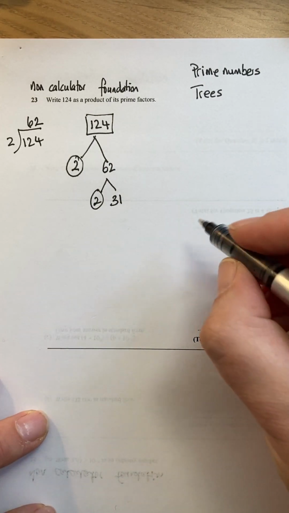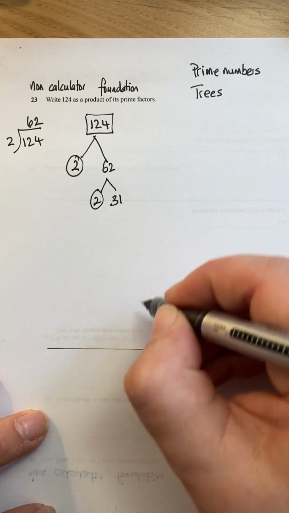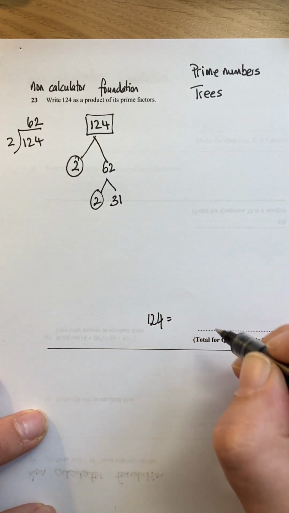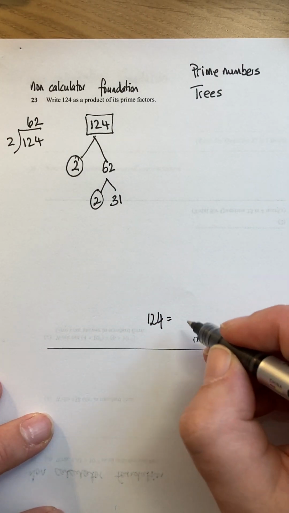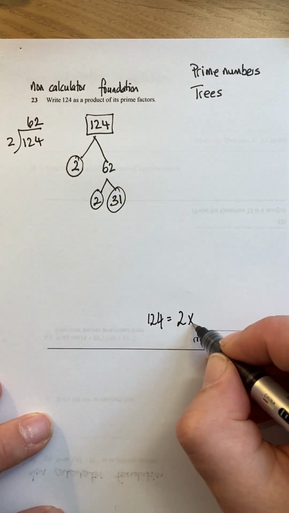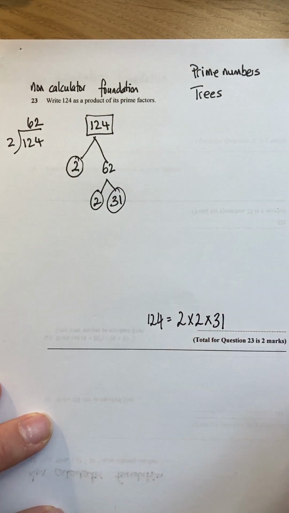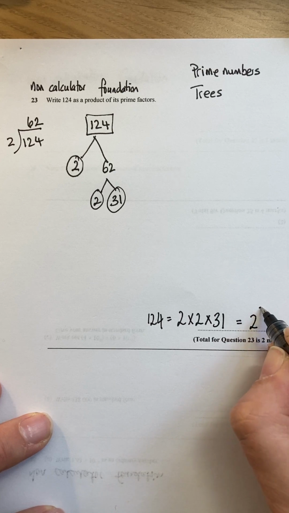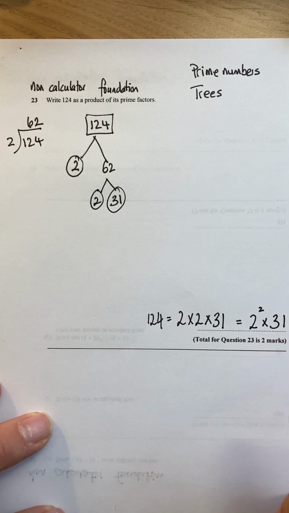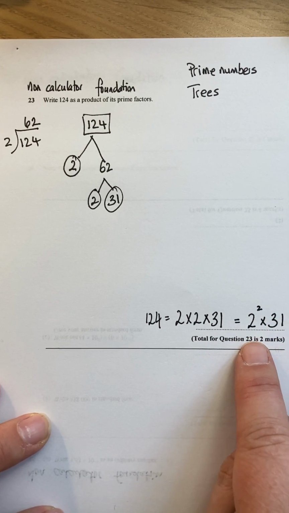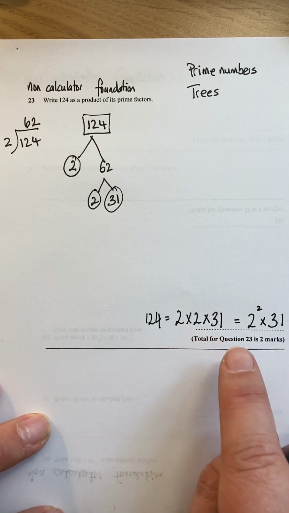So to write this, we write it as 124 equals, now product means multiply. We take the 2 multiplied by 2 multiplied by 31, also known as 2 squared multiplied by 31, but this you do not need. The answer can be this or this and still get full marks.